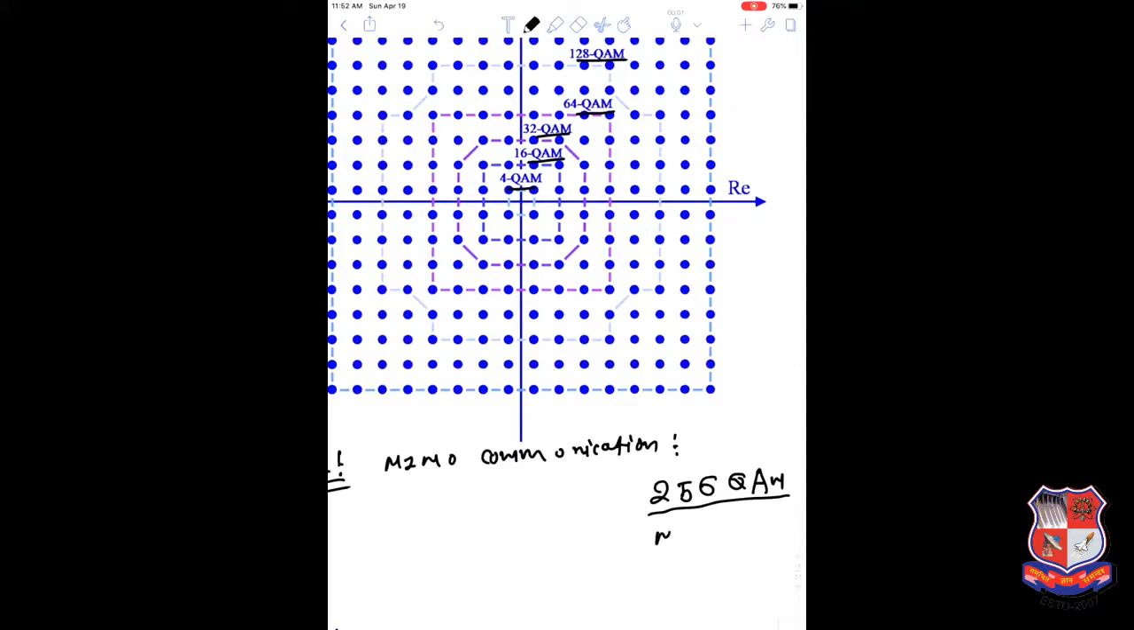So where M is equal to 256, M is equal to 2 raised to N, so N is equal to 8 bits are needed to represent one symbol. It represents one symbol. So this part you need to learn.